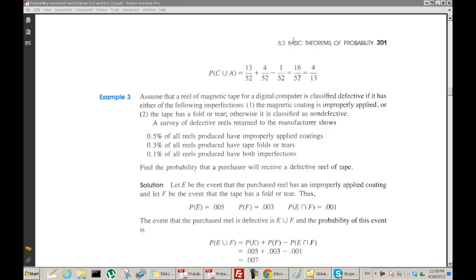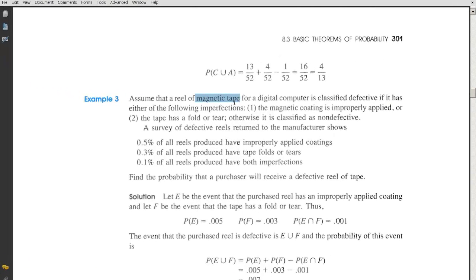Okay, we're still continuing with the basic theorems of probability, and we're going to do another example. Assume that a magnetic tape for a digital computer is classified as defective if it has either of the following imperfections: 1, the magnetic coating is improperly applied, or 2, the tape has a fold or a tear. Otherwise, it is classified as not defective. So there are 2 ways that it can be defective.